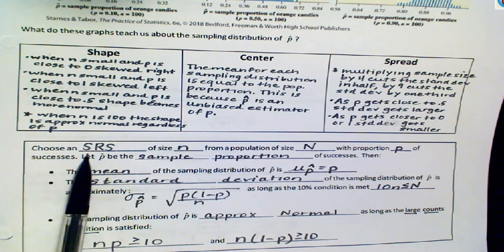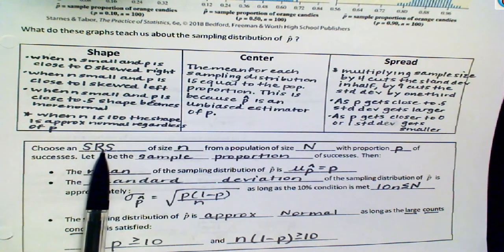Okay, so if you choose a simple random sample of size n from a population of size capital N, with proportion p, so that's the true population proportion of successes, let p hat be the sample proportion of successes. So that's what our p hat is going to stand for, the sample proportion of successes.